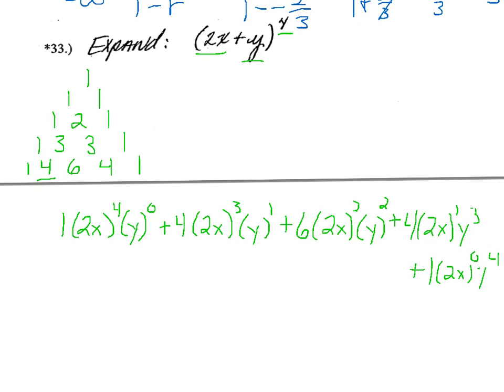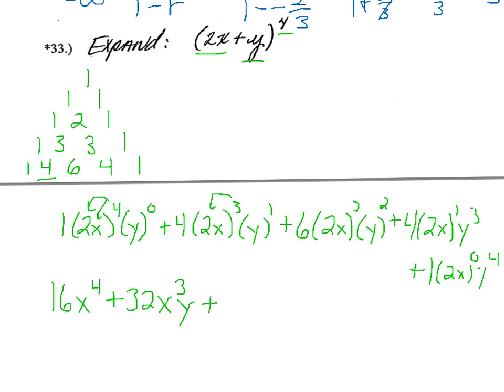So for our first term, we have 2x to the fourth, and remember that the 4 will go to the 2 and the x. 2 to the fourth is 16, and x to the fourth, y to the 0 is 1, so we don't need that. For the second term, we have 2 cubed, and we need to take that 2 cubed and multiply it by 4, since that's the coefficient out in front. So 2 cubed is 8, and 8 times 4 is 32. So we have 32x to the third, y to the first.